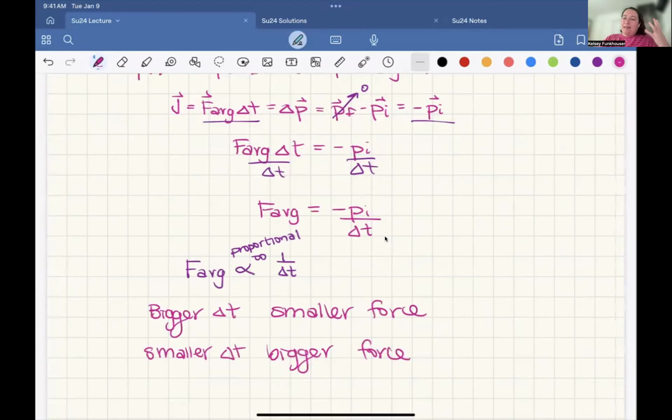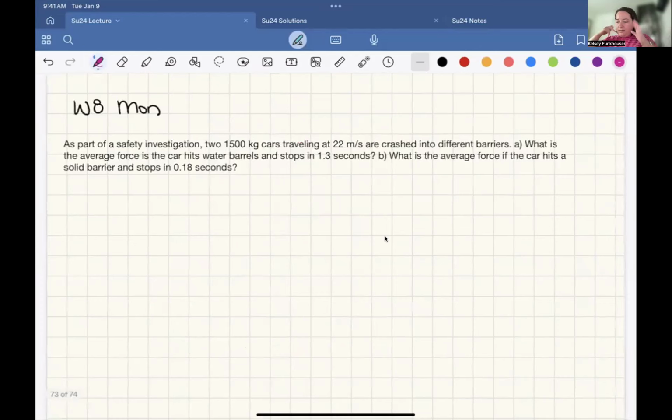And now I will show you with an example how this connects to the water barrels on the highway and cars and things. So let me read you the problem. As part of a safety investigation, two 1,500-kilogram cars traveling at 22 meters per second are crashed into different barriers. And we have two questions. What is the average force if it hits water barrels and stops in 1.3 seconds, or if the car hits a solid barrier and stops in 0.18 seconds?